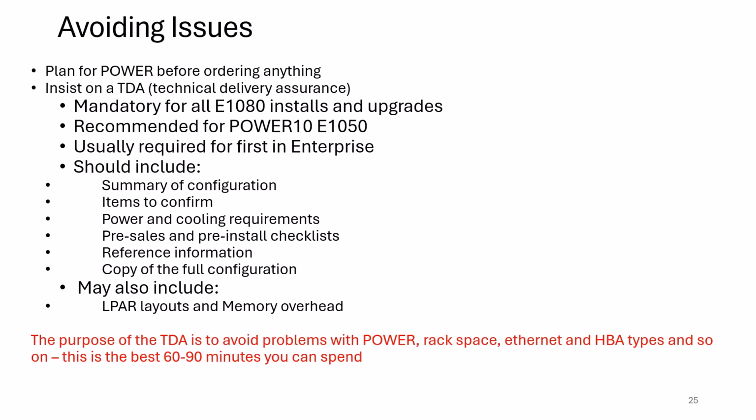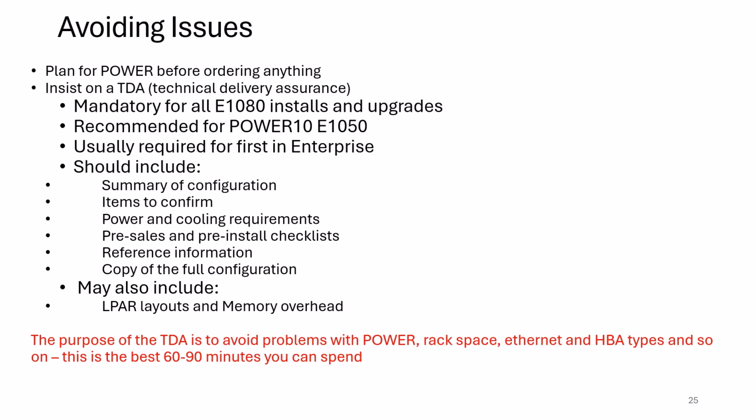Why are we actually discussing this? It's really important that you plan for power before ordering anything, and that should be covered in what's called a TDA, or Technical Delivery Assurance. And you can do many versions of those. They're mandatory for the 1080s. They're also recommended for the 1050s, and they're usually required for First and Enterprise, although that may have changed. I do them for everything.